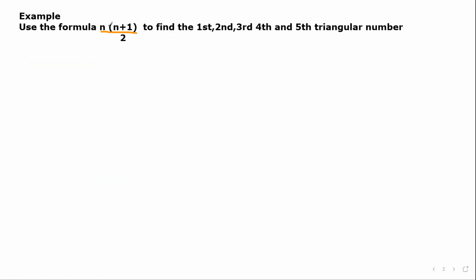Use the formula n times, or any number attached to a bracket means that number is multiplying those numbers in the bracket. So it could be n attached to a bracket, n plus 1 all over 2, or n times the bracket, n plus 1, bracket close, all over 2, to find the first, second, third, fourth, and fifth triangular numbers here. So let's quickly solve this one. We write our solution here.